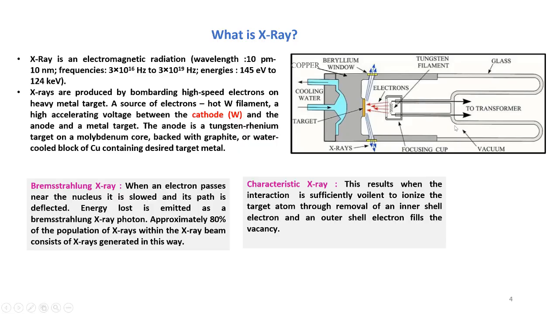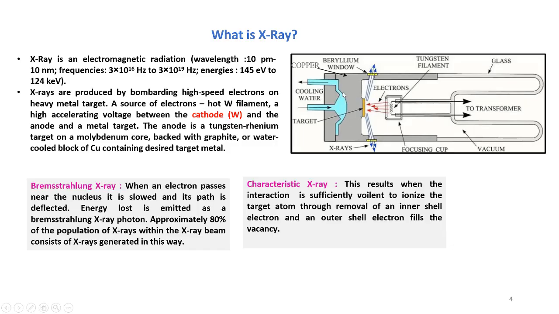So to generate the X-rays, we have a cathode and anode and a metal target. The cathode here is the tungsten filament, which is the source of the electron. And a very high accelerating voltage is applied between the anode and cathode to actually produce the X-ray. The anode is a tungsten rhenium target on a molybdenum core, and that is backed with a graphite or water-cooled block of copper containing the desired target.